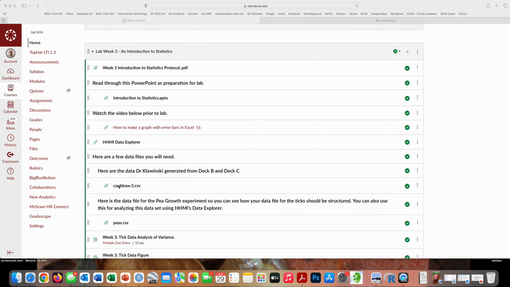You will want to download this carddraw.5.csv file onto your computer, because what you're going to do is you're going to replace the data that I have in there with data that the students actually generate in the class. And that will become more clear here in a little while. So let's just begin with what you're going to go through.